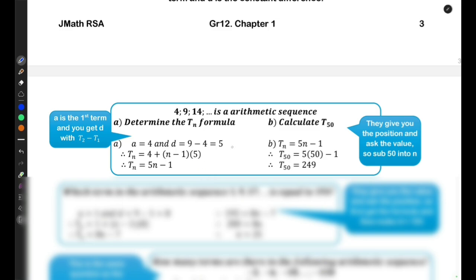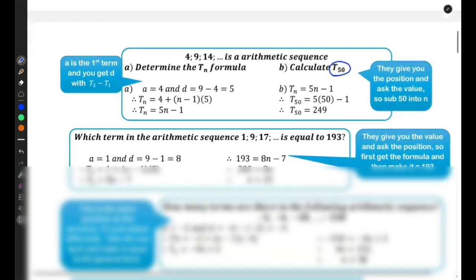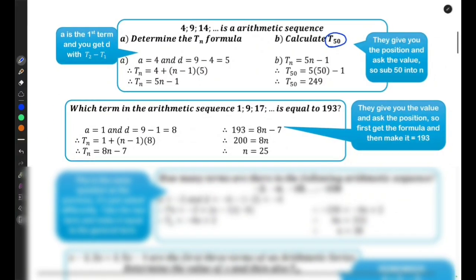Okay, now if they ask you calculate the value of the 50th term, they are giving me the position. So I'm just going to sub 50 in the place of n and then type it on my calculator. With the next one, which term in this sequence is equal to 193? So they're not asking me to get the Tn formula, but I can't do anything unless I have the formula.